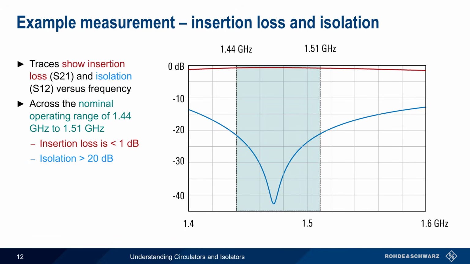Isolation is 20 dB or greater over this range, and the maximum isolation, approximately 45 dB, occurs at about 1.475 GHz. Most circulators have traces similar to these, with insertion loss being relatively flat and isolation having a deep dip or notch towards the center of the operating band.